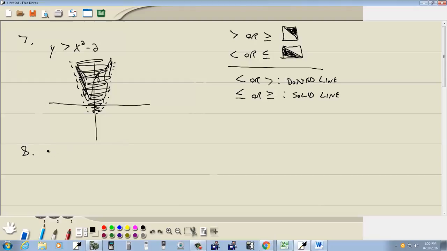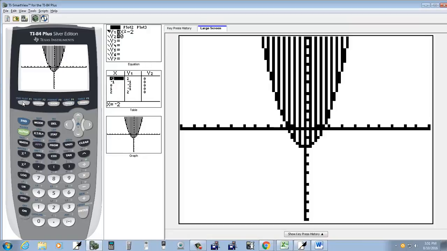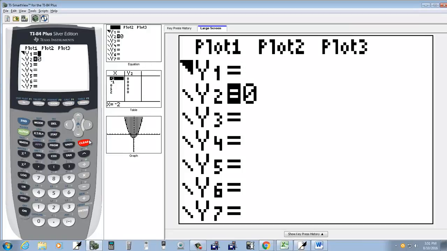Now let's take a look at a system of inequalities. We've got y is greater than x squared minus 4, and y is less than or equal to 3x plus 1. Now, you have to be able to get y by itself on the left side on these. Here's a greater than, which means I want an upper right-hand triangle. We're going to put this on y1. This one's a less than or equal to, which means I want a lower left-hand triangle. We're going to put this on y2. I made these up, so hopefully I didn't make up an oddball case.